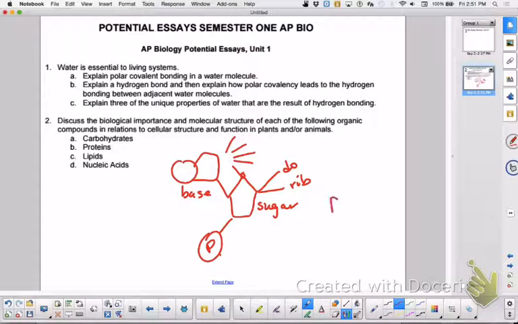You could talk about DNA, and you could tell me it's the code book. You could talk about RNA, and you could mention that it brings information. You use it to build proteins, something along those lines.